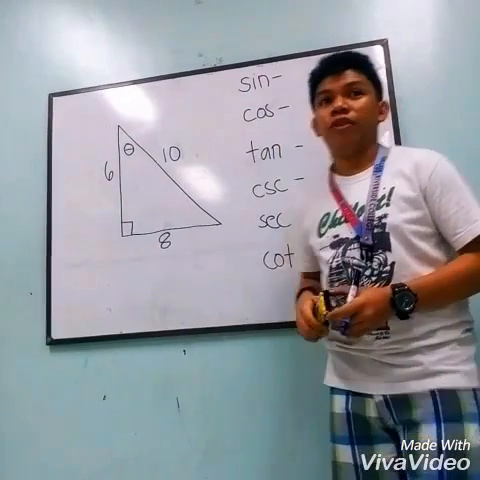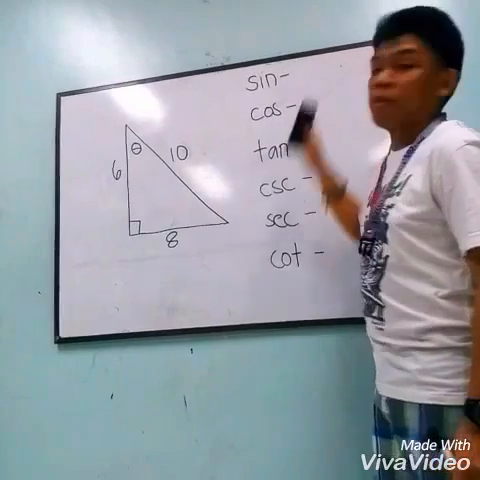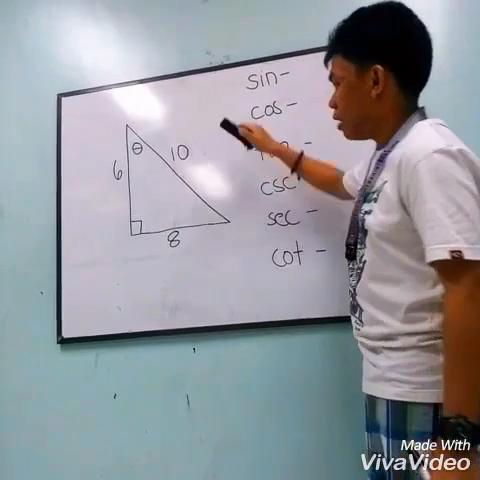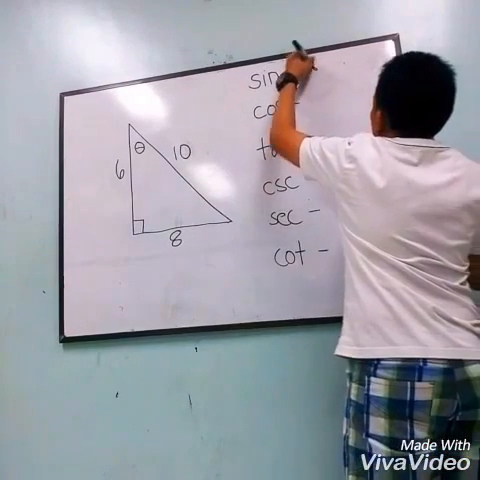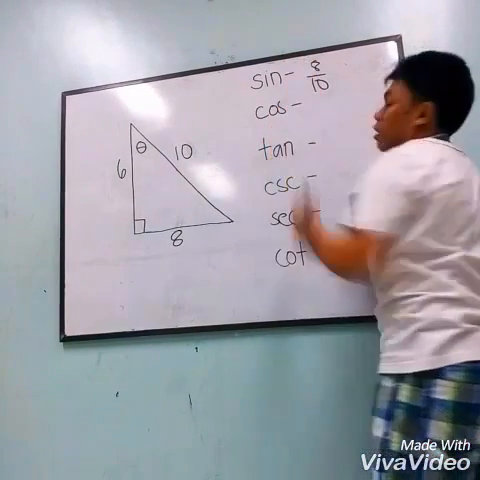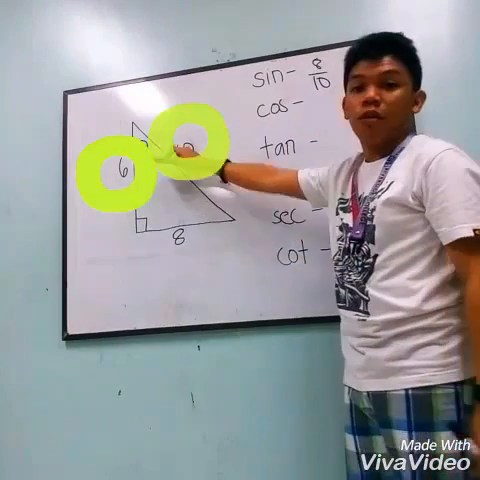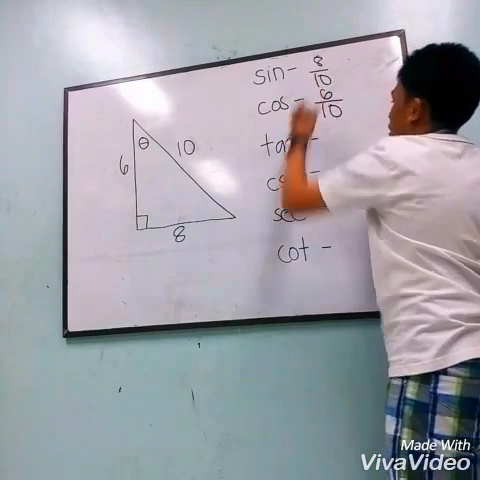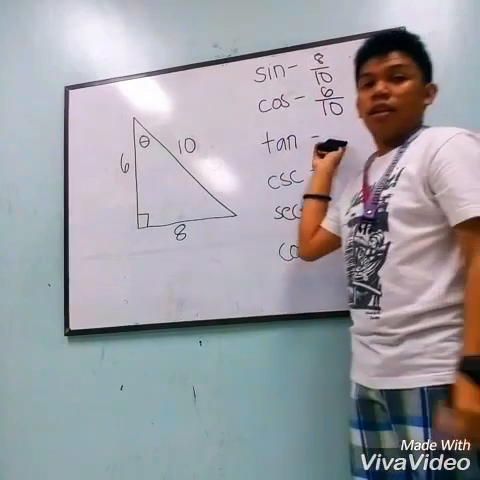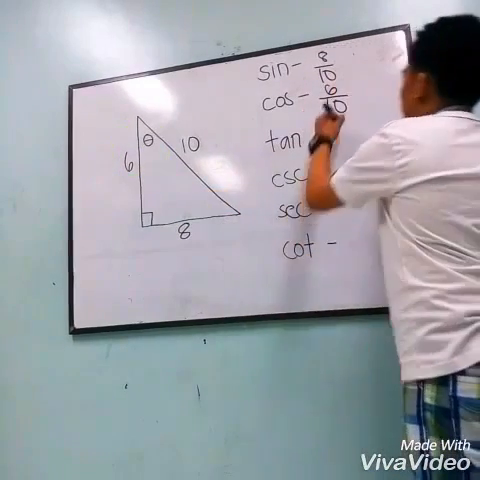So guys, first we need to get the sine. So sine is equal to opposite over hypotenuse. So it is equal to 8 over 10. For the cosine, CAH, it means adjacent over hypotenuse. And for the tan, it is TOA, that is opposite over adjacent.